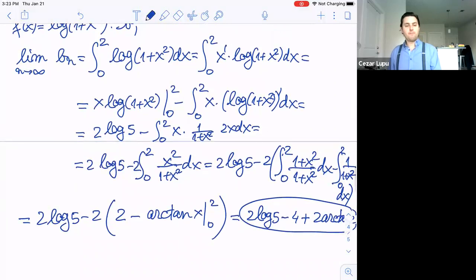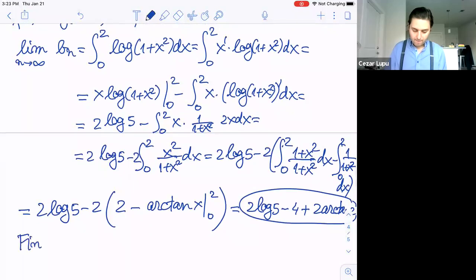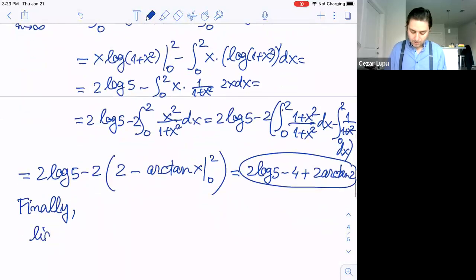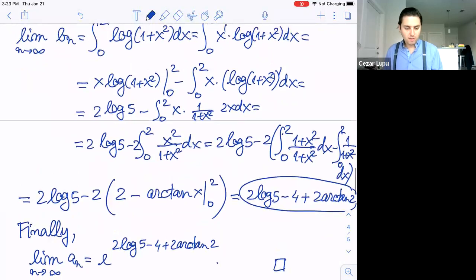So this is the limit of Bn. Pay attention, so it's the log of this, right? So finally, the limit as n approaches infinity of An is e to this, right? It's e to the power 2 log 5 minus 4 plus 2 arctangent of 2. Anyway, you can do the computations by yourself. We're just going to leave it the way it is.